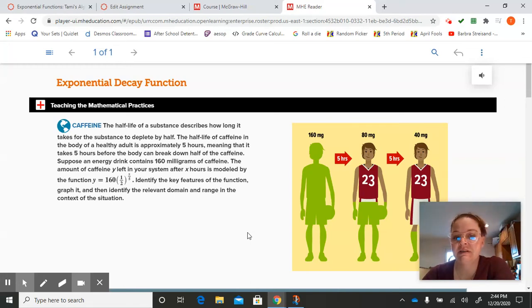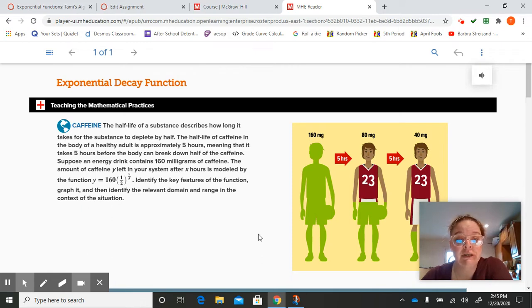The half-life of a substance describes how long it takes for the substance to deplete by half. The half-life of caffeine in the body of a healthy adult is approximately 5 hours, meaning that it takes 5 hours before the body can break down half the caffeine. That is really good to know since I drink so much coffee.